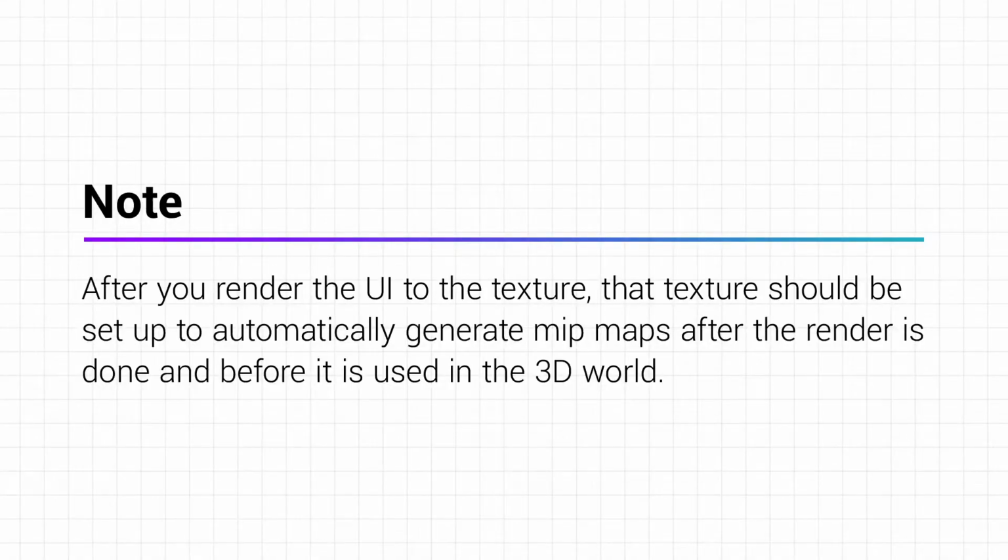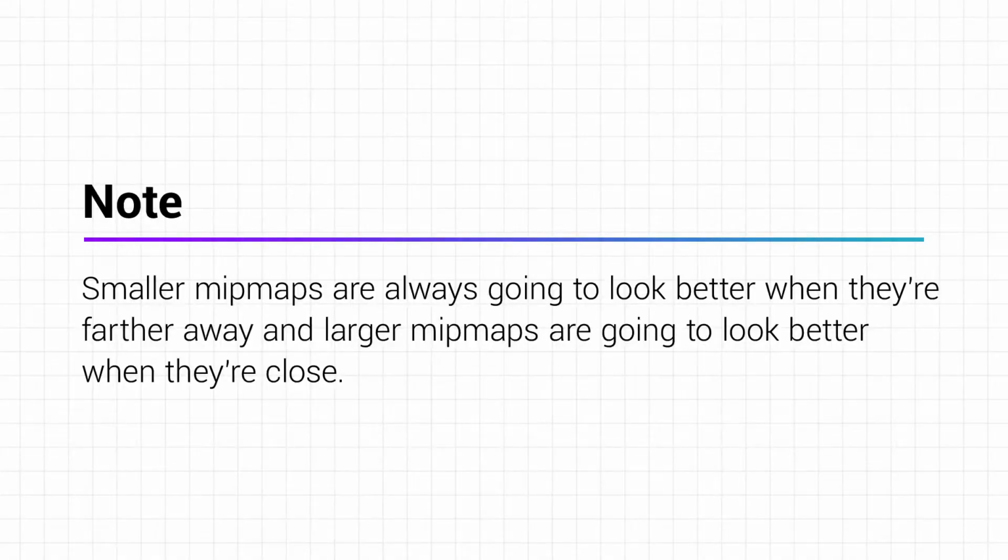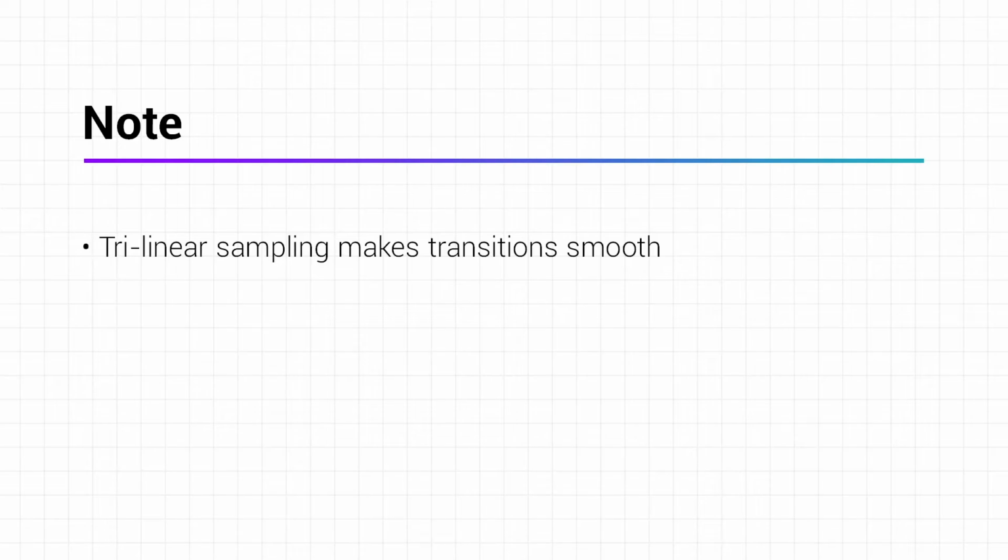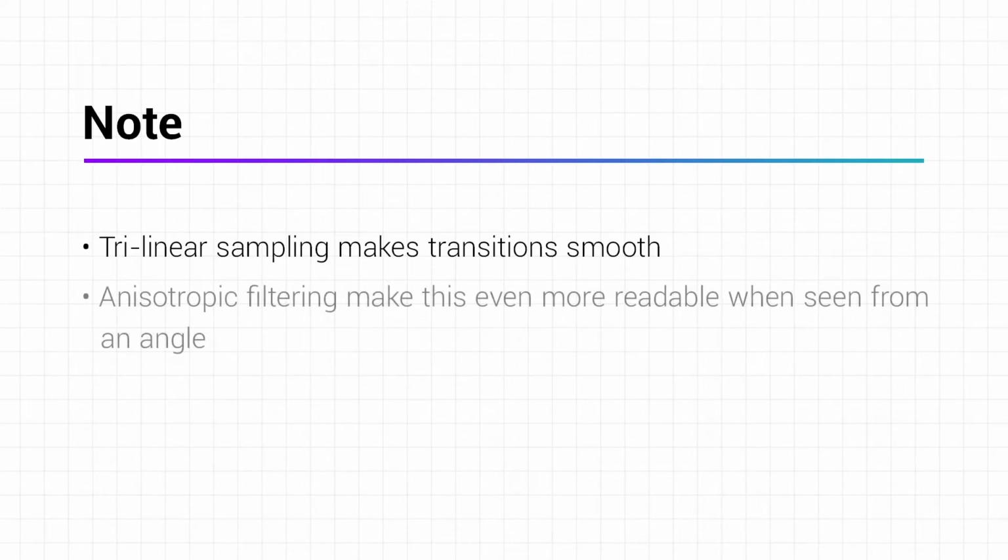The first is that after you render the UI to the texture, that texture should be set up to automatically generate mipmaps after the render is done and before it is used in the 3D world. If a sheet of texture has mipmaps available, the bilinear function of the texture samplers properly blends the pixels to the left and the right of the visible range, but the trilinear sampling blends the pixels across mipmaps. Smaller mipmaps are always going to look better when they're further away, and larger mipmaps are going to look better when they're close. Trilinear sampling makes these transitions smooth. Anisotropic filtering makes this even more readable when seen from an angle.